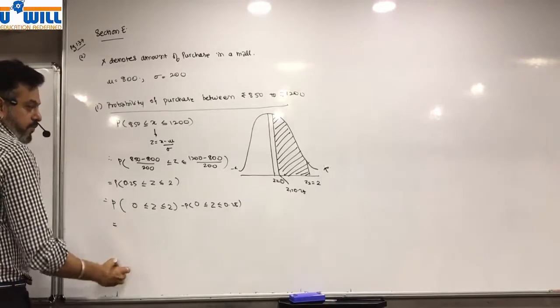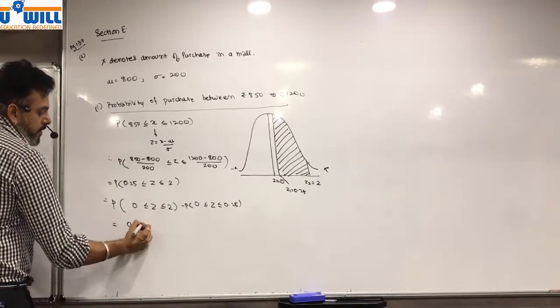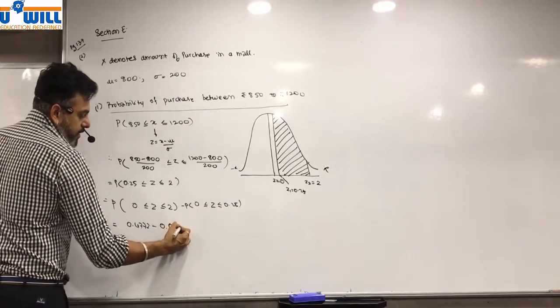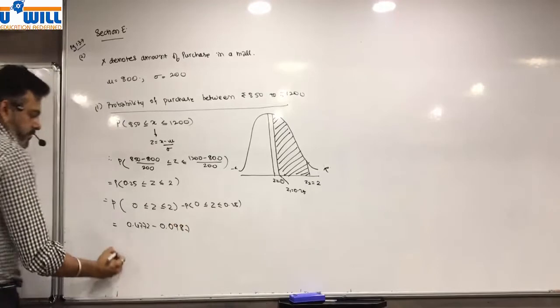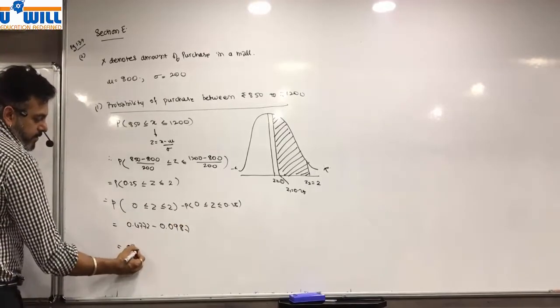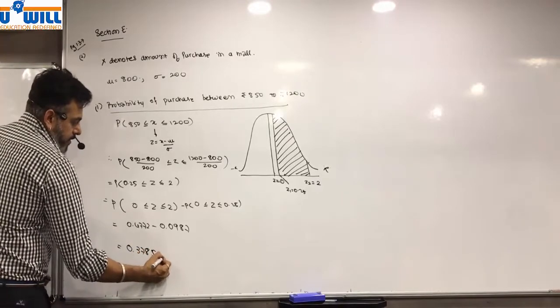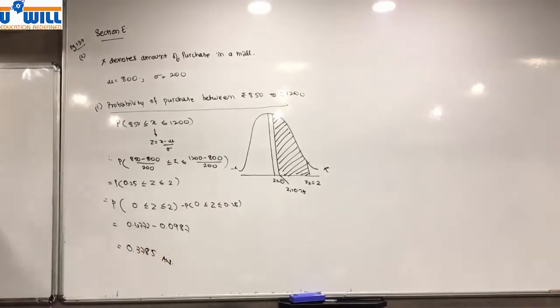Using table, what is 2? 0.4772 minus 0.0987 is equal to 0.3785. Answer.